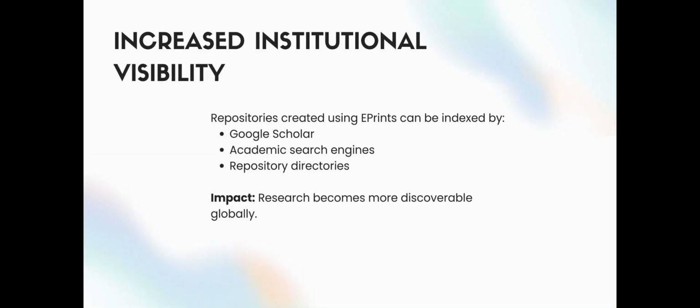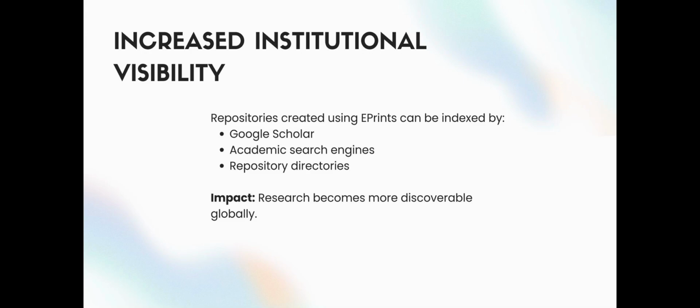Next is increased institutional feasibility plus cost efficiency and workflow automation. Another important advantage of ePrints is its contribution to institutional feasibility. Repositories built with ePrints can be indexed by Google Scholar and other academic search engines. This allows research outputs produced by an institution to reach a broader audience and gain greater recognition at both national and international level.